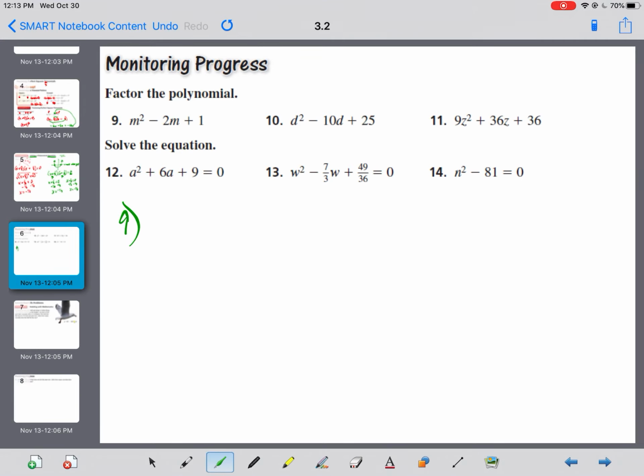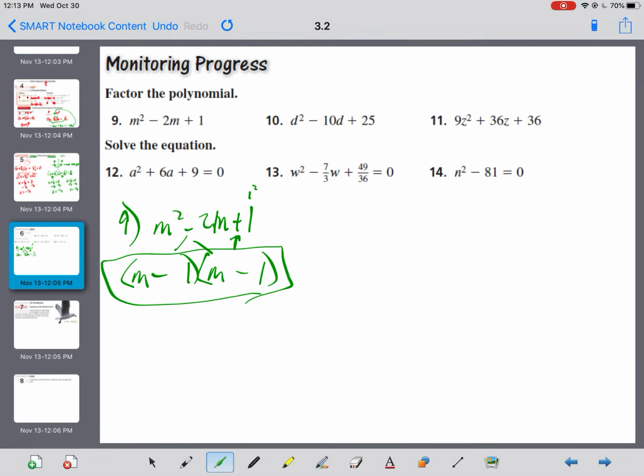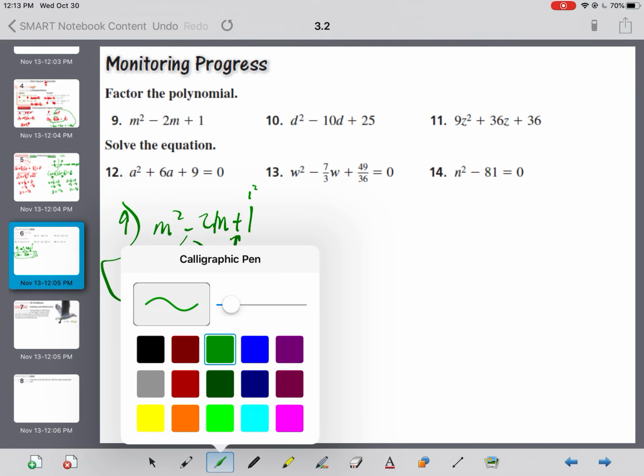All right, let's look at 9. All we have to do is factor it. M squared minus 2m plus 1. That's like a 1 squared. So that's a trinomial. I got a plus at the back. I got a square at the front, a square at the back. It's probably a perfect square trinomial. Each one gets an m. Each one gets a 1. They're both minus. Let's see. Negative 1 plus negative 1 makes negative 2. There's my answer.